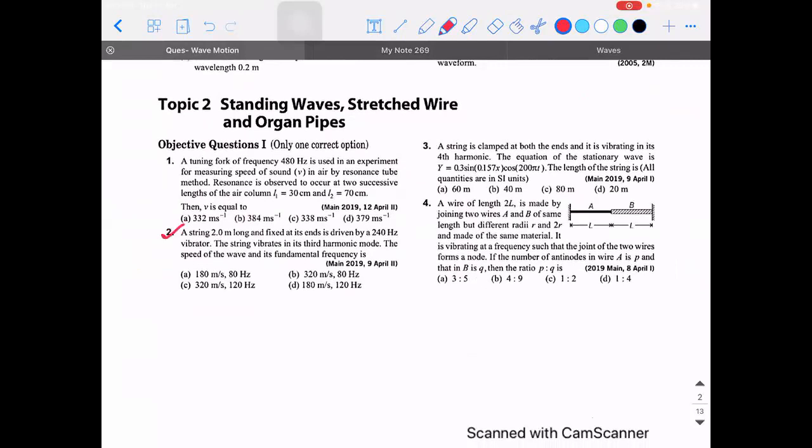Let's do the second problem. There is a string which is 2 meters long and fixed at its ends, driven by a 240 hertz vibrator. The string vibrates in its third harmonic mode. The speed of the wave and its fundamental frequency is given by. So what have they told us? The length of the string is how much? 2 meters. Frequency is 240 hertz.